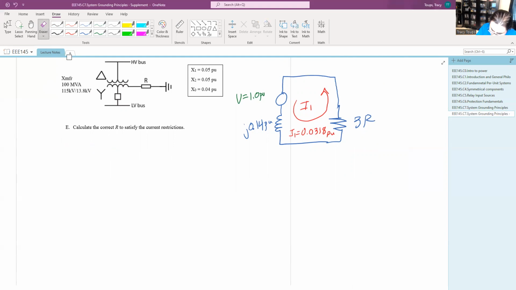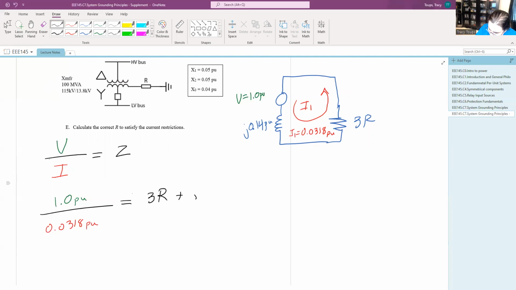Actually, wait, hold on. Let's just write the actual equation out. We have a voltage. We divide by current, and that should equal our Z impedance, right? Ohm's law. That's all I'm doing. Now, let's fill in what we know. I know voltage is 1.0 per unit. I know my current is 0.0318 per unit. I know my Z impedance is 3R plus J0.14 per unit.